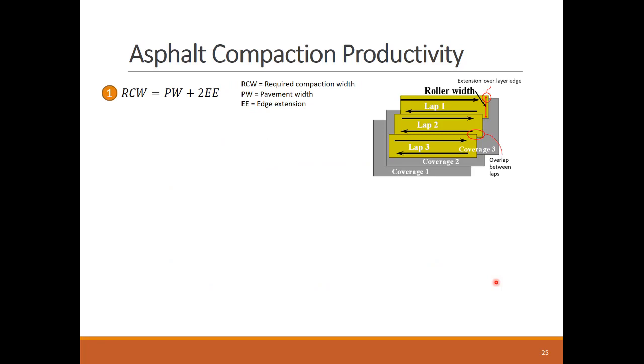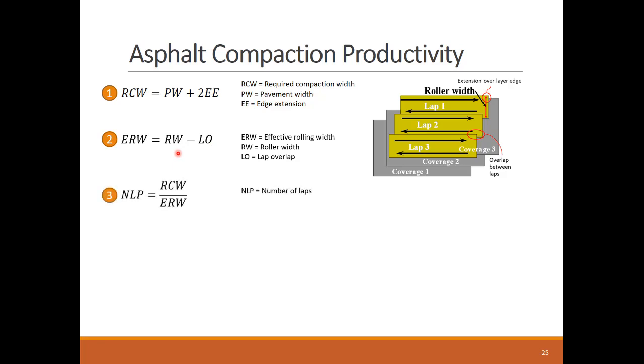We start the calculation process by calculating the required compaction width, RCW, which equals the pavement total width plus the roller extension over the edge. Also, we calculate the effective rolling width, ERW, of the compactor by deducting the overlap from the roller width. We then calculate the number of laps, NLP, by dividing RCW over ERW. We calculate the total number of passes for the whole pavement width by multiplying the number of laps and the number of passes per lap.